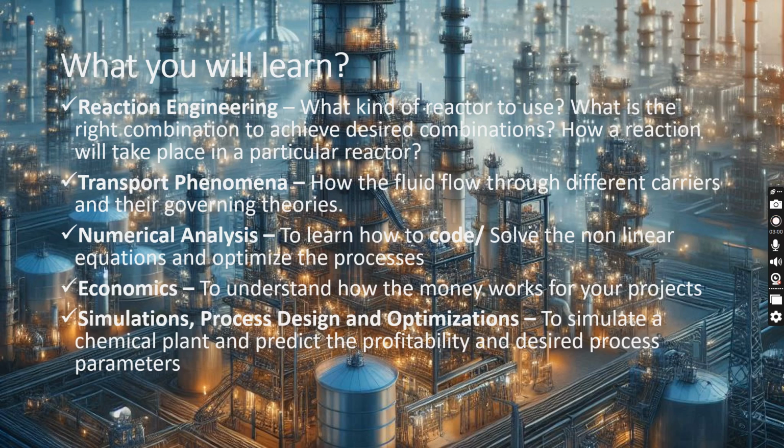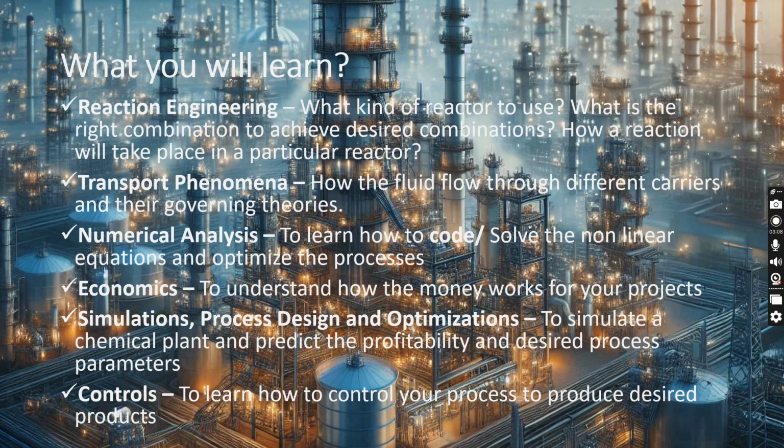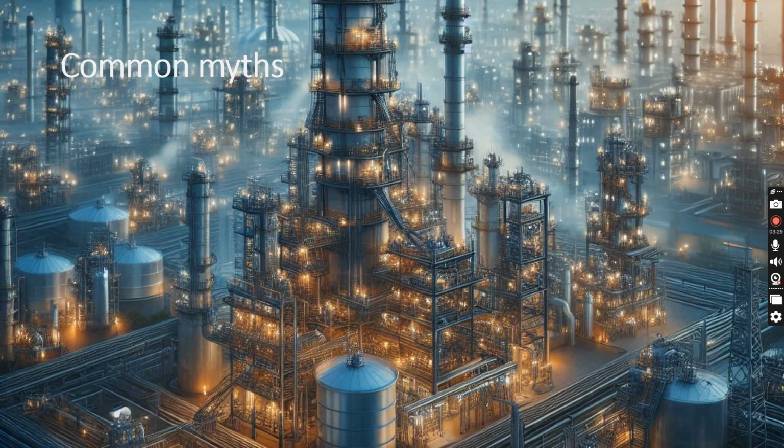Here, you will simulate a chemical plant with the help of available simulators, and you will predict the profitability and desired process parameters for a process. Last but not least, you will learn about controls. In controls, you will learn about P&IDs and how to control a process. Suppose you want to maintain the reactor at a temperature T, how will you maintain it? What will you do when the temperature fluctuates? Similarly for pressures and other parameters in a process. So you will learn about controlling processes.